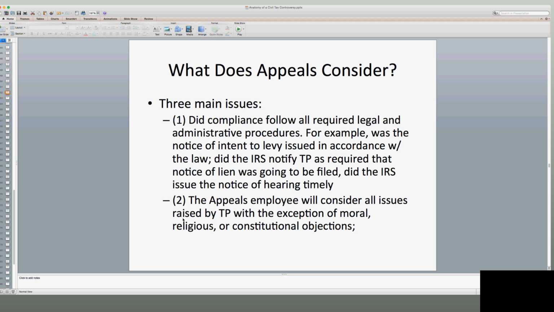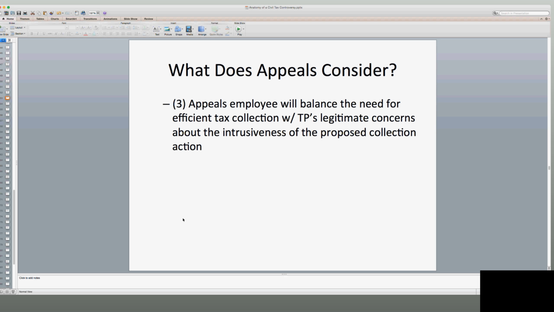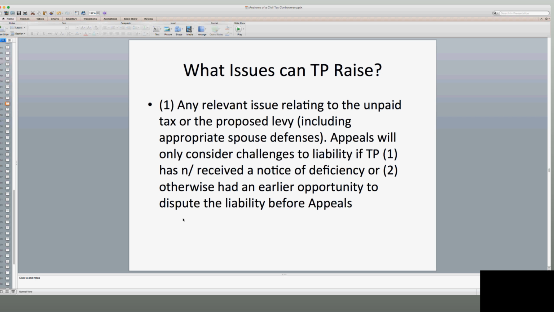I found that if you explain it to the client, they'll understand and they will allow you to put it to the side and focus on the issues that have the most merit. The appeals employee will balance the need for efficient tax collection with the taxpayer's legitimate concerns about the intrusiveness of the proposed collection action.